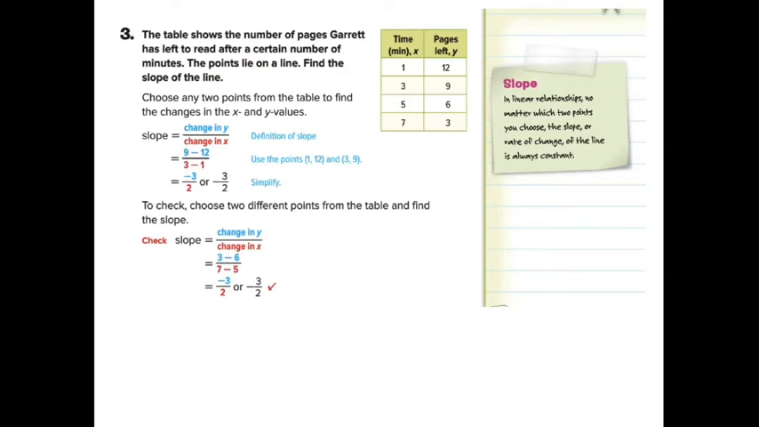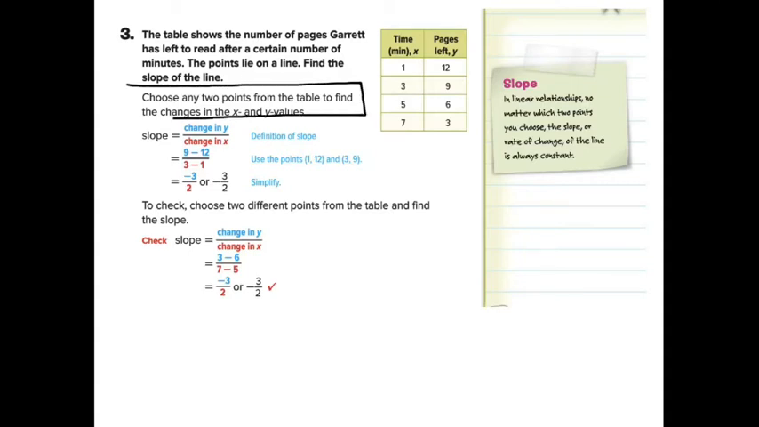Okay, number 3. The table shows the number of pages Garrett has left to read after a certain number of minutes. The points lie on a line. Find the slope of the line. Okay, so that's a little bit different. We've seen when you've just been given the numbers, then we looked at a graph, and now we've got a table. So our process when this is our situation.